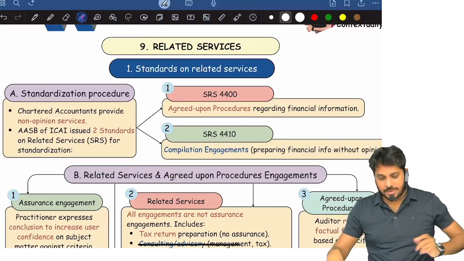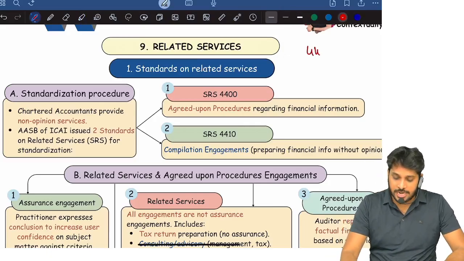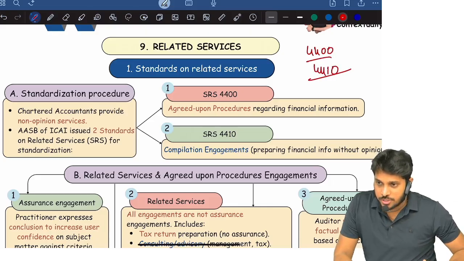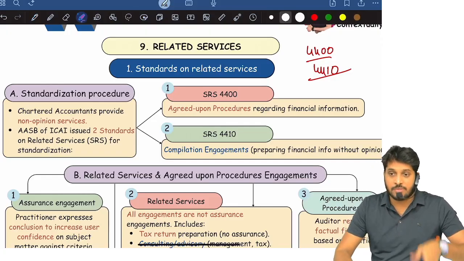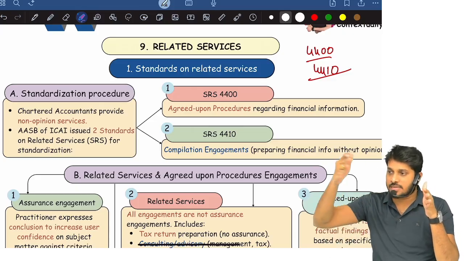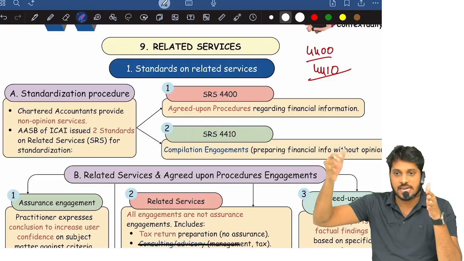Yes, let's begin related services, where we have two standards, 4400 and 4410. One is agreed upon procedures, the other one is dealing with compilation engagement. Now you see, apart from assurance engagements, there are some other services that we can provide. We can call them related services.